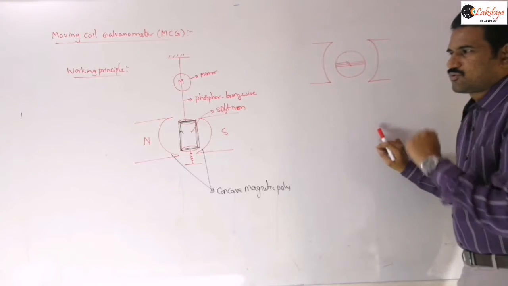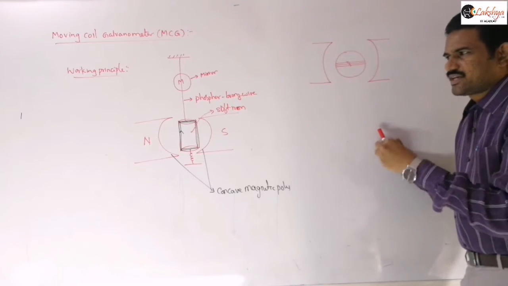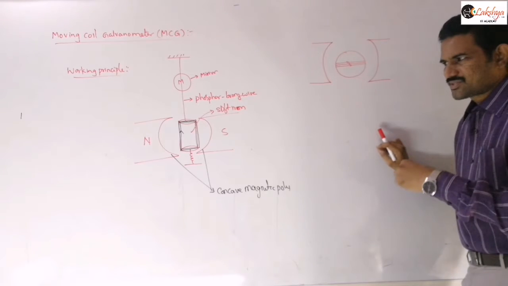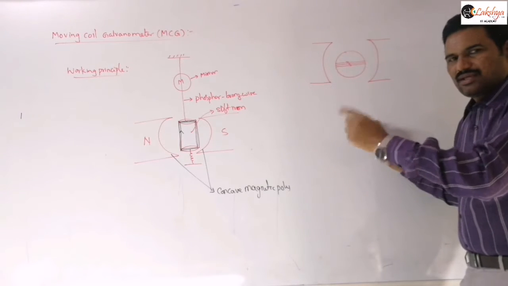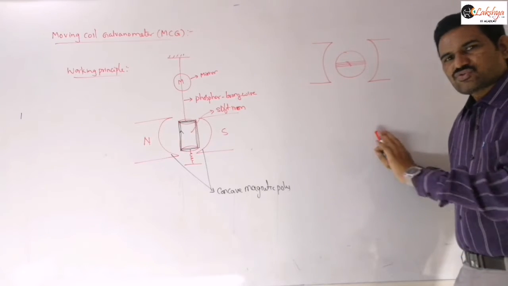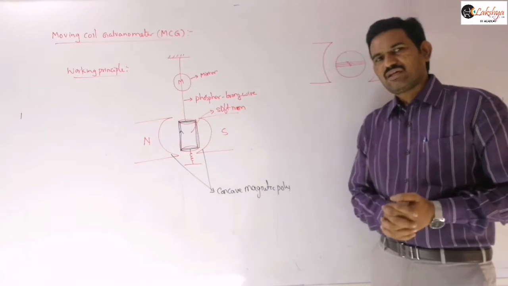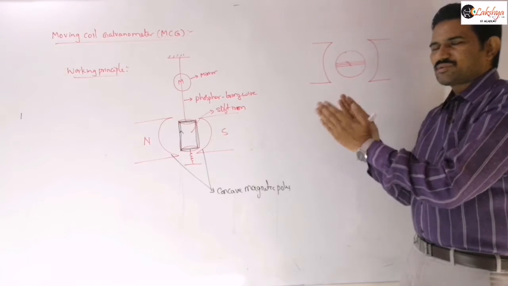That means the working of this coil. Simply, whenever some current is allowed to flow through this rectangular coil, some torque will act on it, because it is placed in the magnetic field. Because of that torque, the coil undergoes some deflection.